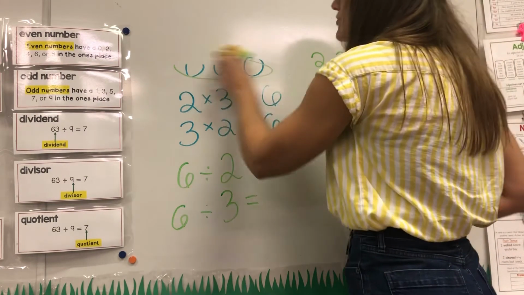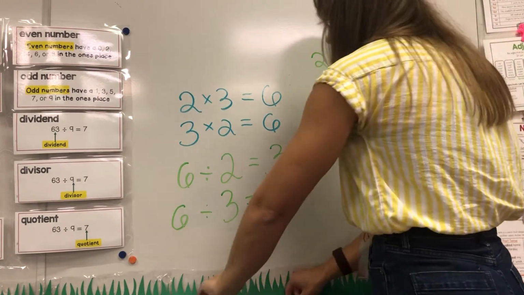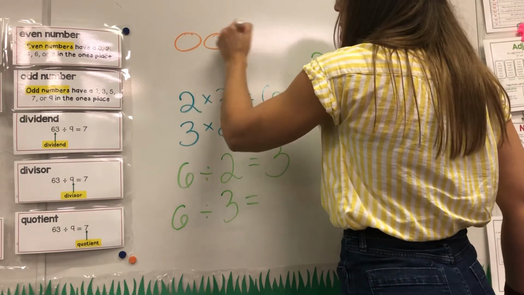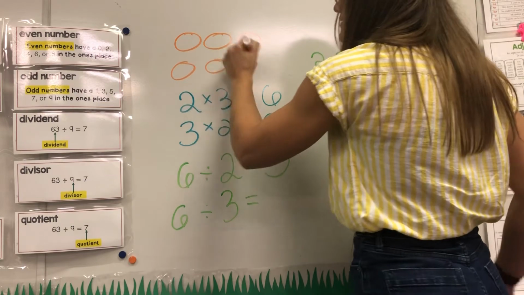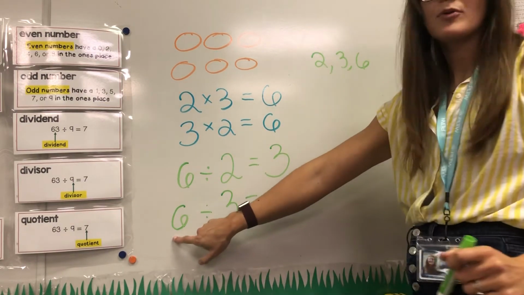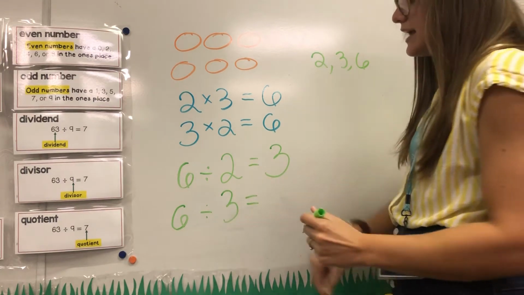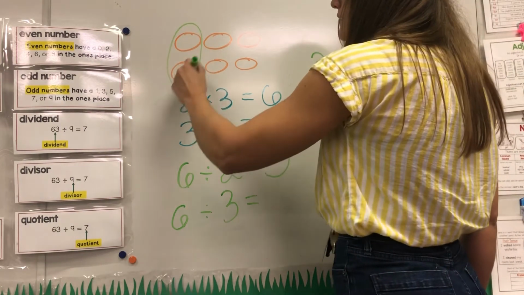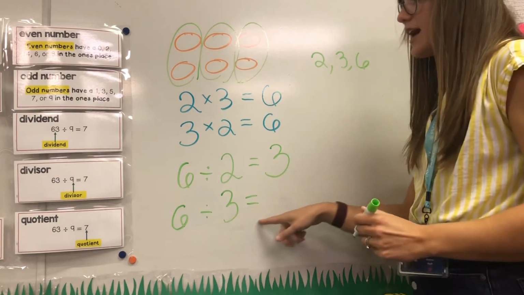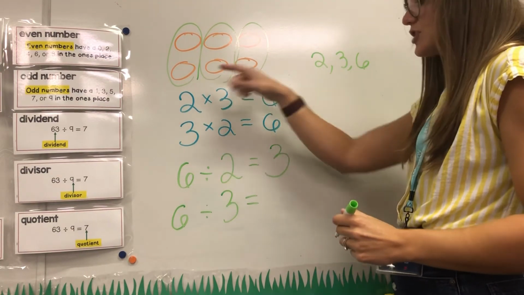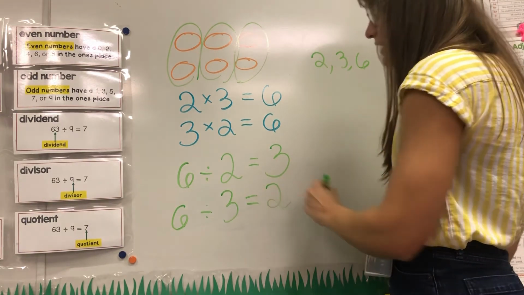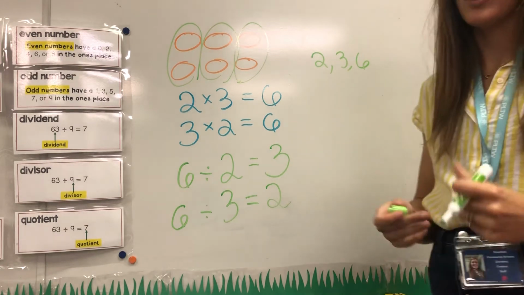All right, I'm going to redraw this array really fast. And this time I'm going to put it in orange so that you can see the difference in what I'm doing. 1, 2, 3, 4, 5, 6. There we go. Now, I have 6 counters, and I'm going to divide them into 3 equal groups. 1, 2, 3. How many counters do I have in each of my 3 equal groups? Well, I have 2 counters in each of my 3 equal groups.